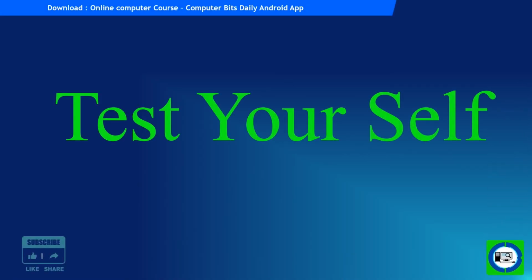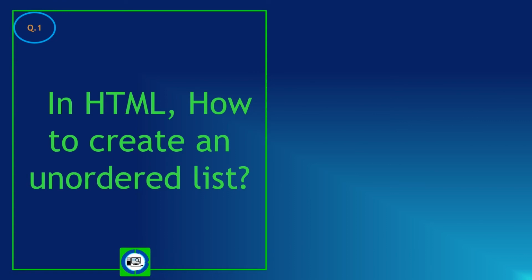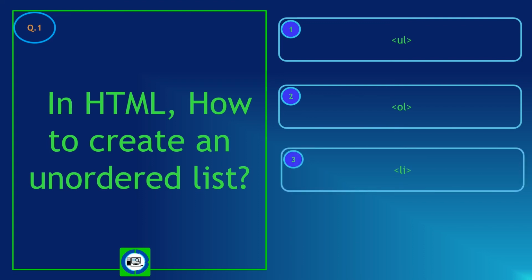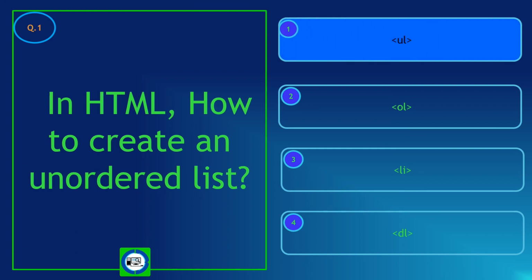This is the time to test yourself. Question number 1. In HTML, how to create an unordered list? Options are given: UL, OL, LI or DL. Select the right answer. Hope you have found the right answer. And the answer is UL, unordered list.